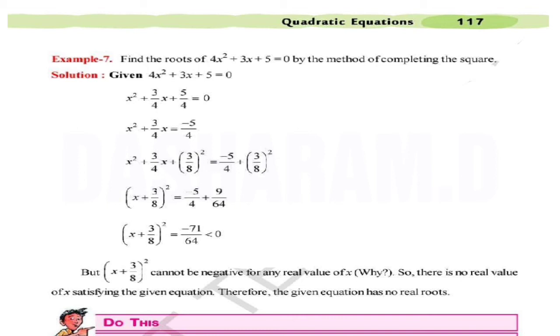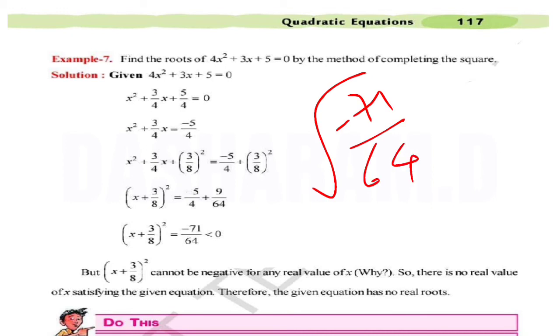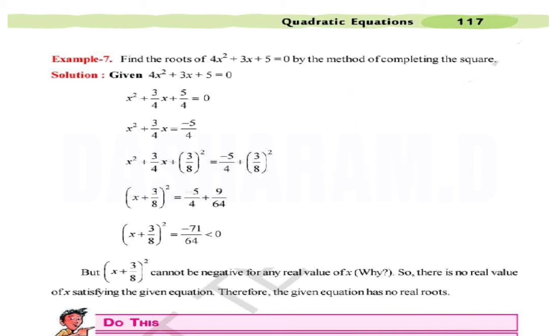So what is the next step? The square will become square root. So under root, -71 divided by 64. The square root of a negative number is not possible to find. That is why, for the given quadratic equation, no real roots exist. So the conclusion is that no real roots exist, because -71/64 is a negative number.